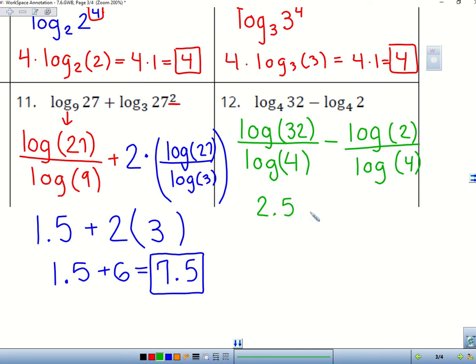Good. And then you're going to do log of 2 divided by log of 4. Good. Then you're going to subtract it. Good job. So when you do each of these calculations individually, you should get 2.5 minus 0.5, which comes out to be 2. Any questions about that? It's pretty easy, right? Alright, well, you keep practicing, you'll get it. It's just a lot of calculator work.